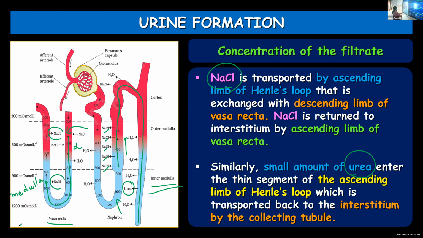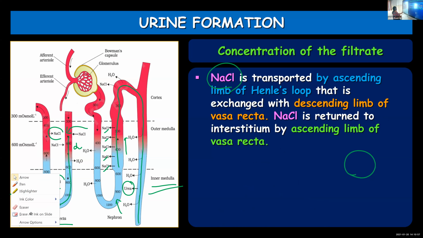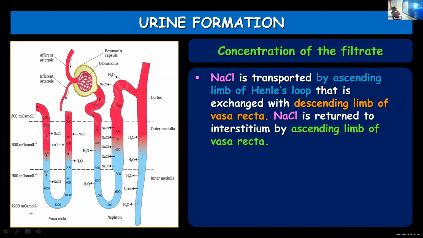I'll repeat the points once again. Sodium chloride. So before that, Henle's loop. Henle's loop has got an ascending and a descending limb. The descending limb is permeable to water, impermeable to electrolytes, whereas the ascending limb is permeable to electrolytes but impermeable to water. So sodium chloride, being permeable, will be released from the ascending limb.